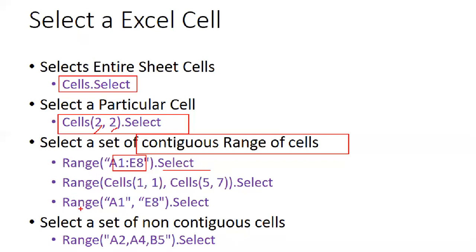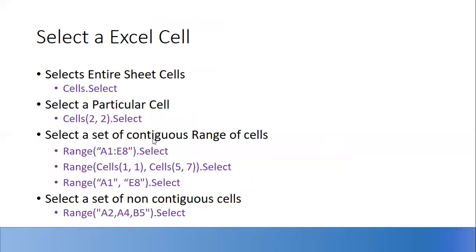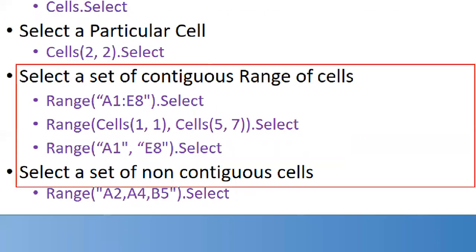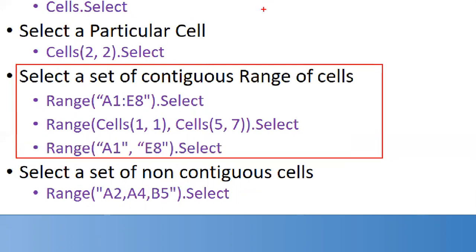Then we solved these things: how do we select multiple ranges, or how do we give a start and end with the help of cells and range together. I think we had done till here, is it? Yep. Okay, so continue now. We will continue with this particular thing. We'll see how you select non-contiguous cells.